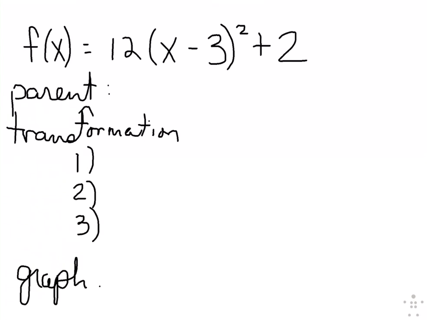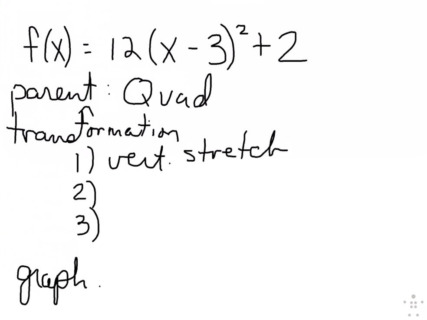Okay, to answer the first part, what is the parent? Quadratic. We should have got that right because Michael said quadratic to begin with. Then, as far as the transformation goes, what's one transformation that took place? Okay, I heard vertical stretch. That's the first thing that I heard. By how much? By 12.